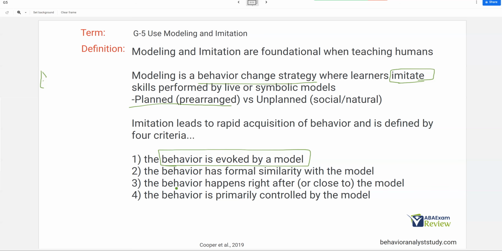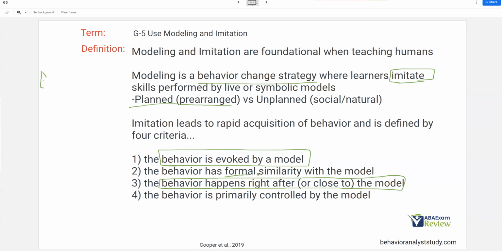We're going to go straight to three. The behavior happens right after or close to the model, meaning the latency is low. Imitation is not seeing something today and then tomorrow going and doing it. Too much time has passed between the model and the actual imitation. Imitation is evoked by a model and it happens nearly immediately or as close to immediately as possible.